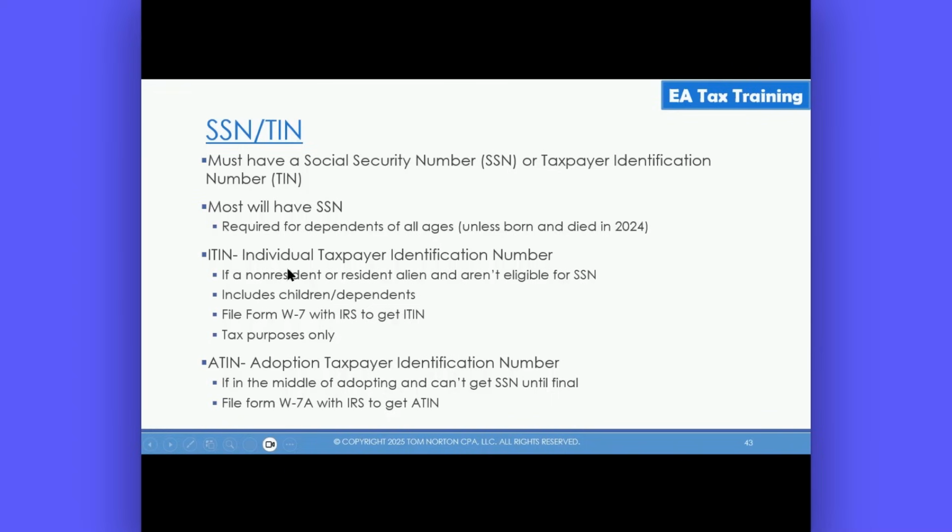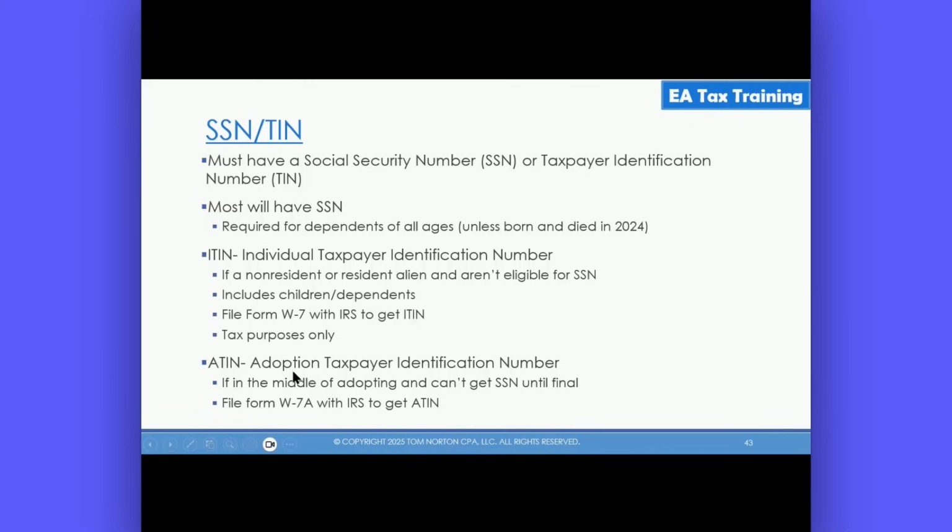You get this ITIN by filing this Form W-7 with the IRS, and it is used for tax purposes only. So it can't be used for identification or for anything else like that. It is only for use with the tax return.